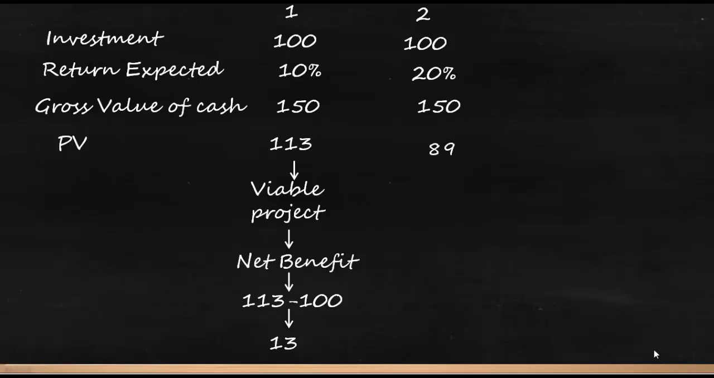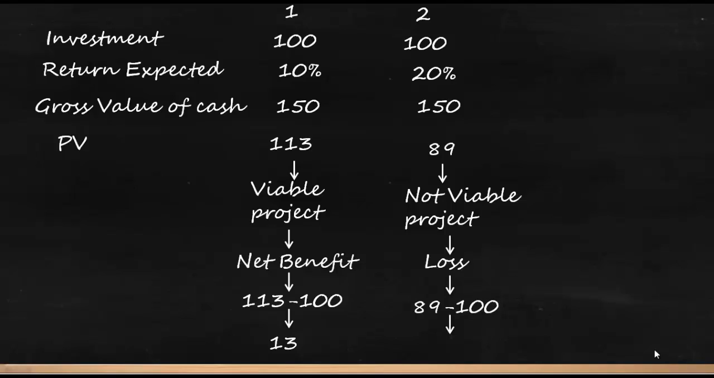But in case 2, the present value was 89. It was considered not a viable project because there is a loss. Why is there a loss? Investment was 100, and what is taken out is only 89. So 89 minus 100, there is an 11 difference, and that is the loss for the people who have invested in the project. So NPV would tell you whether there is any net benefit in the project. Fine, this is a case where you had two expectations, 10% and 20%.